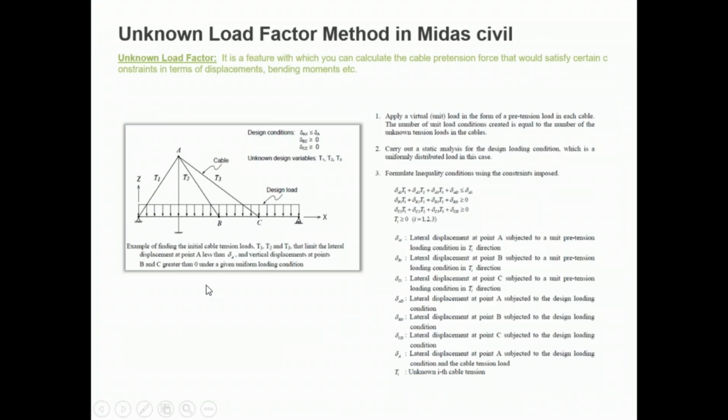This is one example. If you have a sample bridge where T1, T2 and T3 are your three pretensions, and there is a design load, you give constraint conditions something like this, like the top of the pylon should move only 10 centimeters. The program first forms the inequality or equality conditions, and then tries to optimize through the unknown factors. An optimizing technique is built into the program, and it uses that algorithm to find the minimum solution which optimizes the objective function.